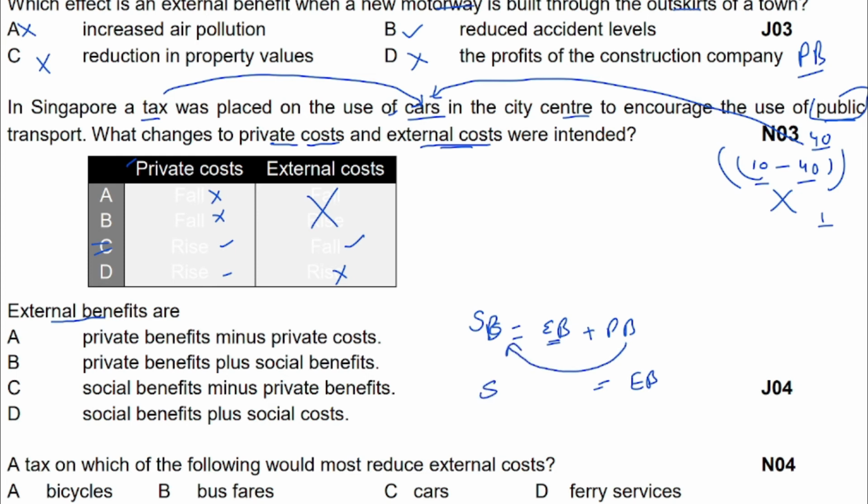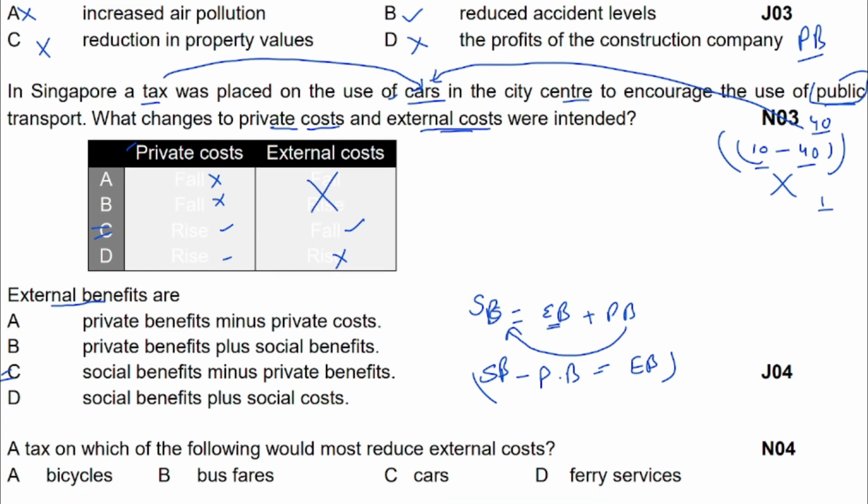We already have social benefit here. When we move a variable to the other side of the equation, we change the sign. So social benefit minus private benefit is equal to external benefit. This will be the true formula for this. So social benefit minus private benefit, option C is the correct answer.